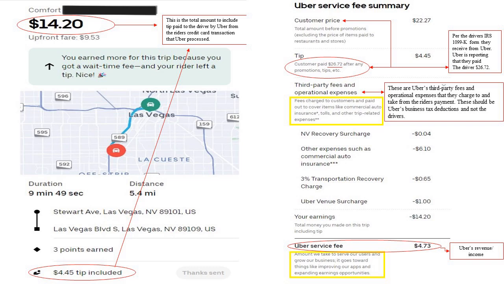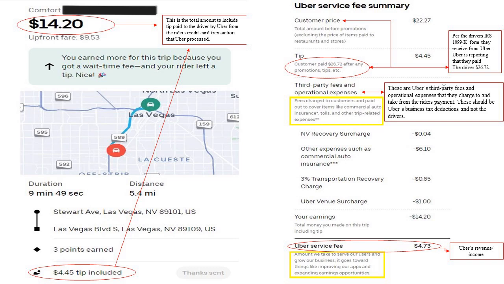Third-party fees and operational expenses, as defined here by Uber, are fees charged to the customer and paid out to cover items like commercial auto insurance, tolls, and other trip-related expenses. As we scroll down here, we will see a Nevada recovery surcharge of 4 cents, other expenses such as commercial auto insurance of $6.10, a 3% transportation recovery charge of 65 cents, an Uber venue surcharge of $1, and Uber's service fee of $4.73.